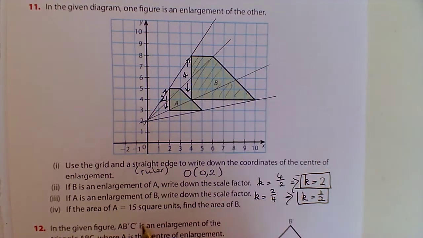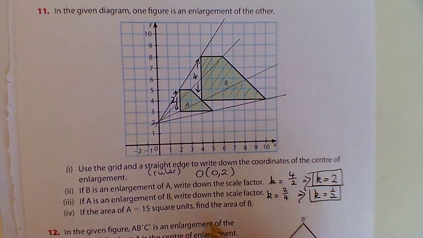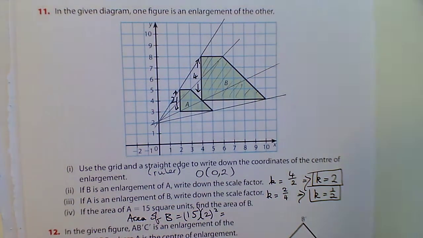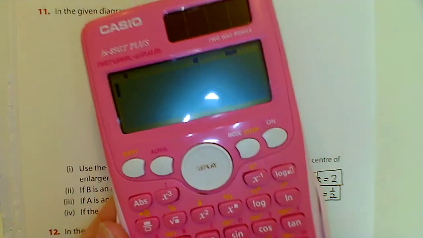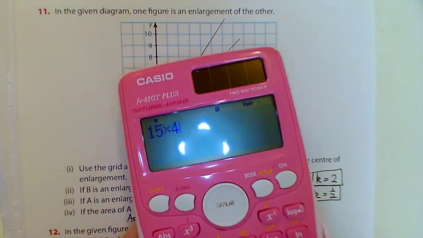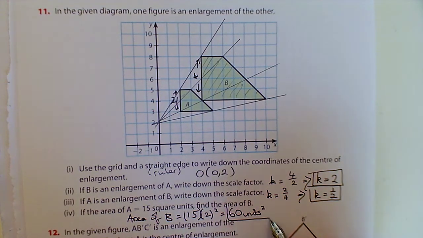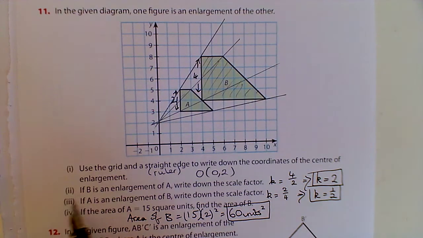Finally, if A is 15 square units, find the area of B. So we're going to multiply by k squared. So the area of B will be 15 multiplied by k squared, 2 squared, which is 60, I believe, but let's just check. So 2 squared is 4, and that is 60 square units. 60 units squared. Okay, so hopefully that was straightforward enough. This bit might have caught people out. Let me know if there's any part of that you don't understand, please.